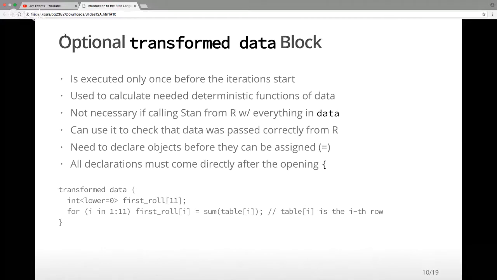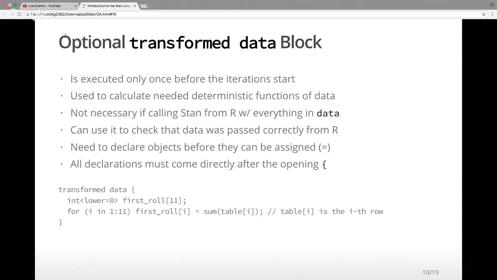Stan has no ability to guess what you mean or anything like that. But if you say, okay, this has a lower bound of 0, and you accidentally put some negative numbers in there, Stan will catch that later. Anyway, I declare it as an integer array of size 11. Initially, it's blank, and then I'm going to loop from 1 to 11.